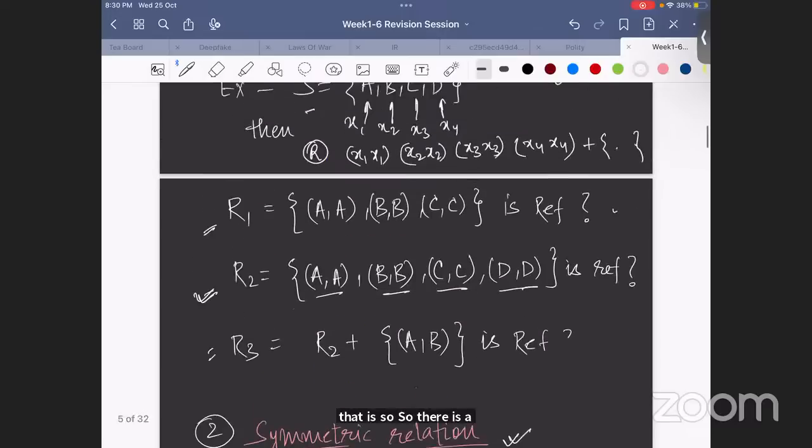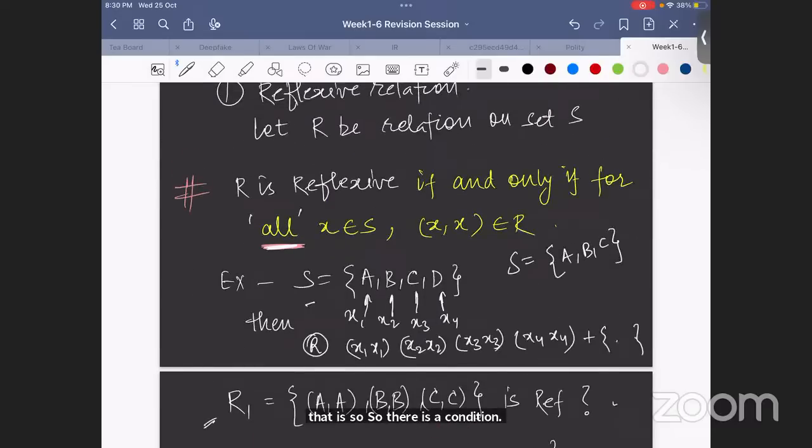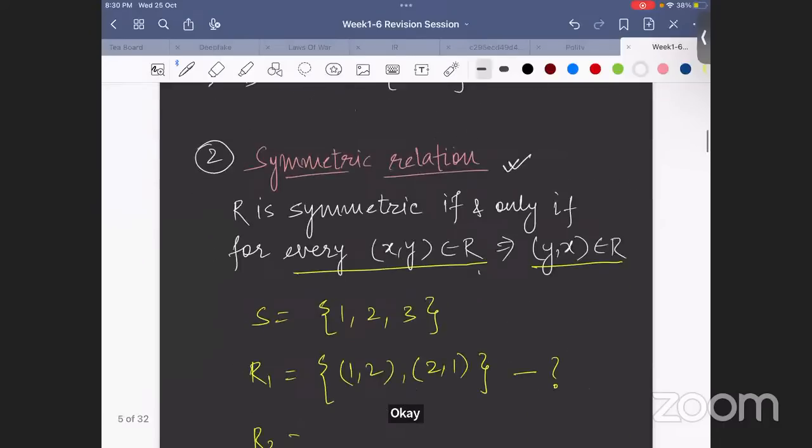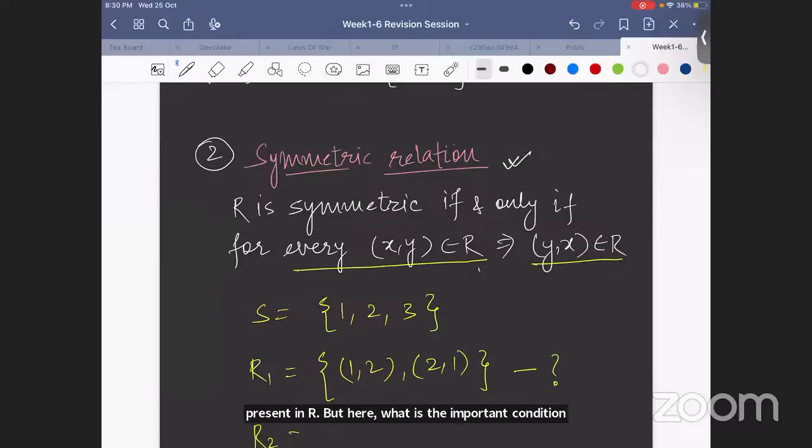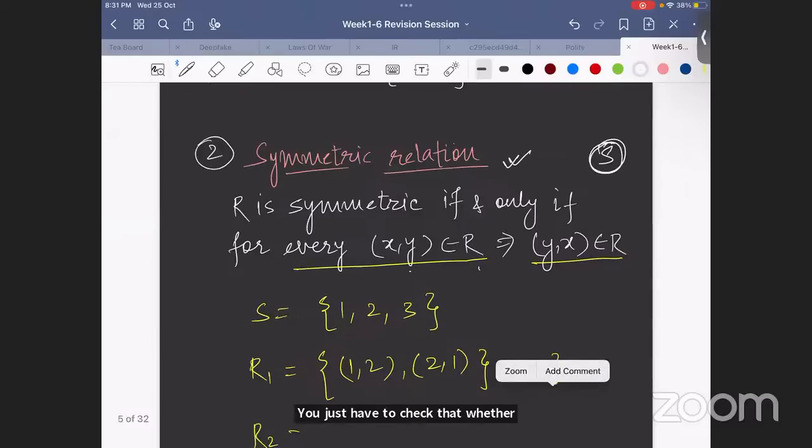In the earlier condition, there was a condition on S, that every element of S should be present in R in the identity form (x, x). Here, the important condition is that whatever element is given in R in the form (x, y), (y, x) should be present also. There is no condition on S here. Whatever the set S is, you don't have to worry about it.